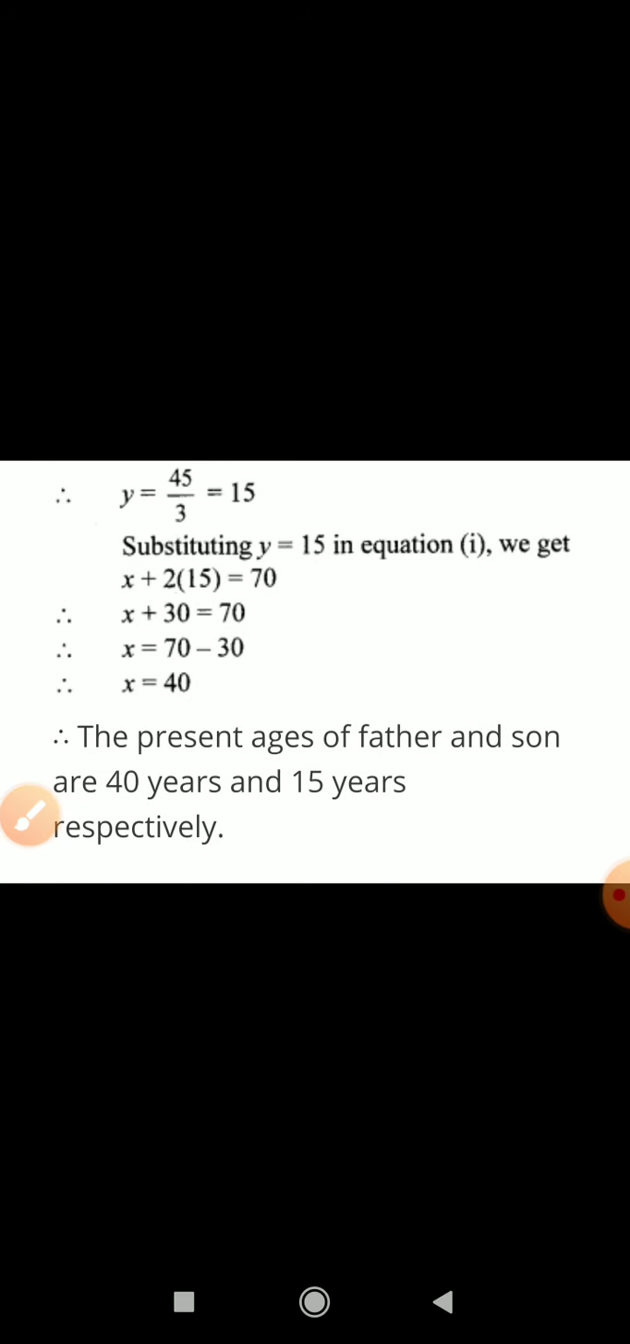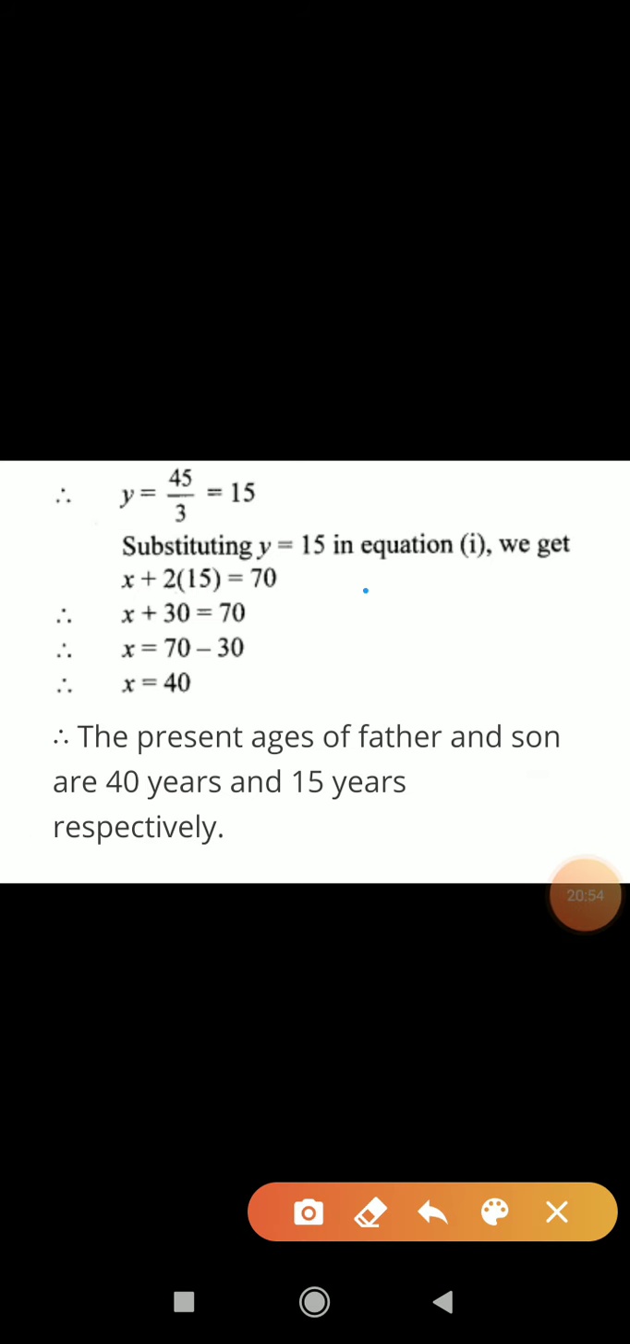So substituting this value in equation number 1, we get x plus 2y, so y is 15, so 2 into 15 is 30. This is our equation 1. So x plus 30 is equal to 70. So this 30 becomes minus to the right side, so x equals 70 minus 30, and 70 minus 30 is 40. So thus we get x is equal to 40.